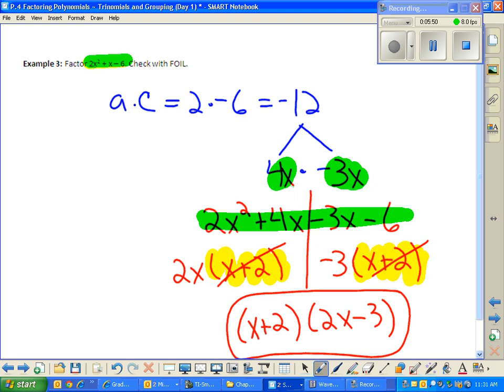I then did the GCF method on the front pair of terms and then the back pair of terms. I noticed that I got a set of parentheses to repeat, which is x plus 2. So I brought that down, and then I had 2x minus 3 as a remaining factor.